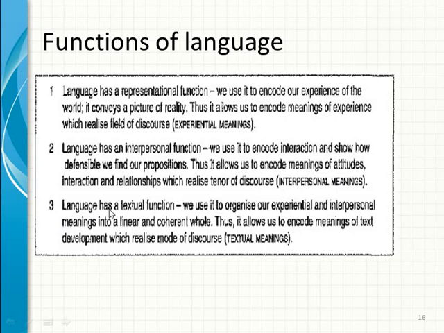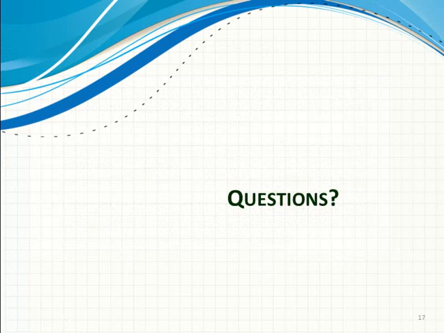And the last is language as textual function, so it's textual meaning. We use it to organize our experiential and interpersonal meanings into a linear or coherent whole, thus allowing us to encode meanings of text development, which relies on the mode of discourse. So we have mode here, and we talk about textual meaning. After interpersonal meaning, later we'll talk about textual meaning, and after that we'll discuss all of them in the last discussions. Okay, I think that's all that I can explain.